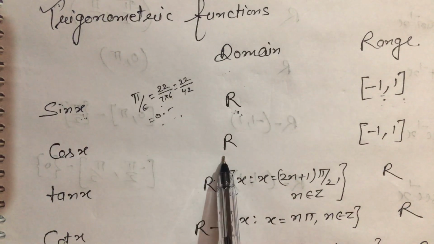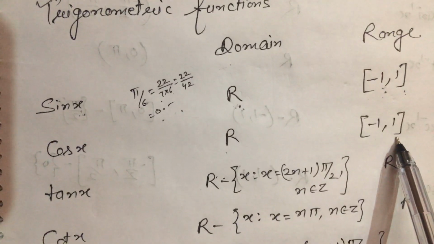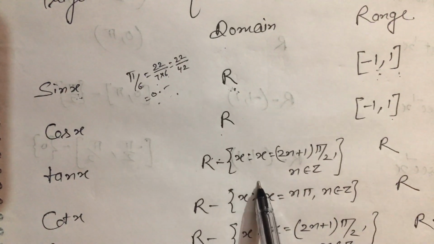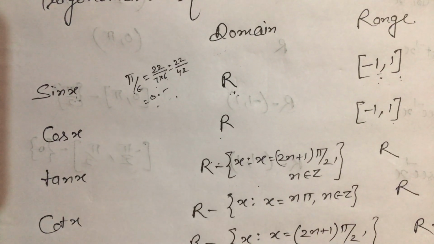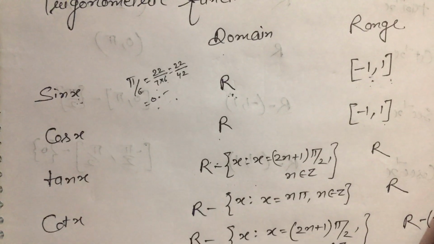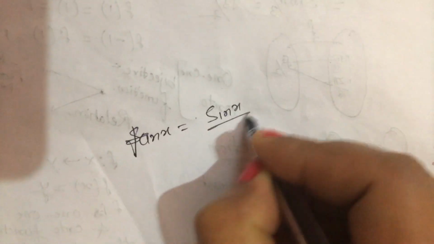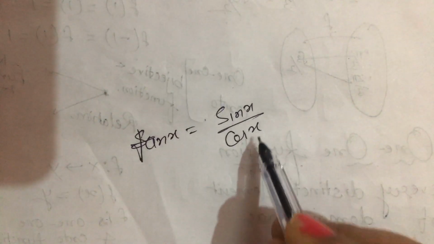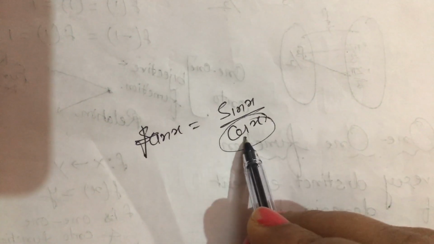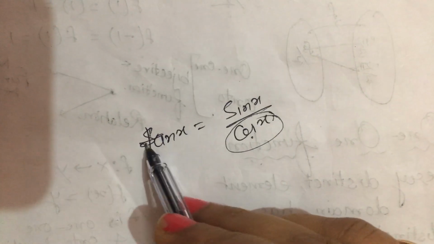Cos x domain is all real numbers and range is -1 to 1. Tangent x domain is this. How is the domain this? Look at this. I am taking tangent x. Can I write it as sin x upon cos x? And cos x should not be equal to 0 for the function to be defined.